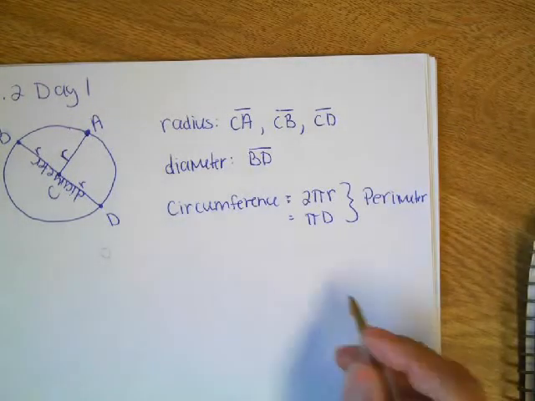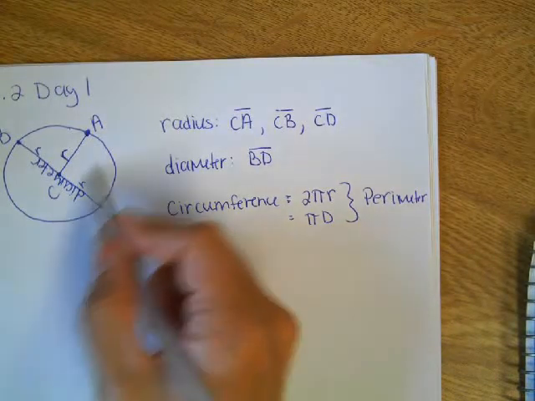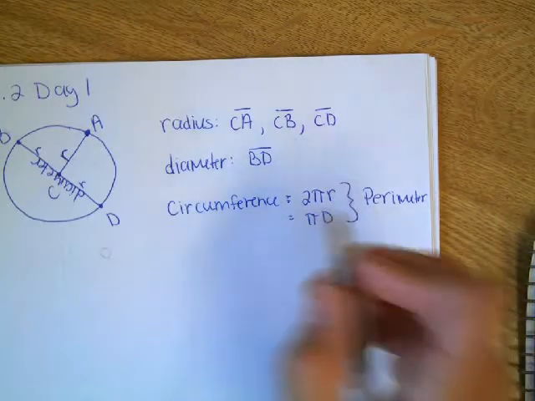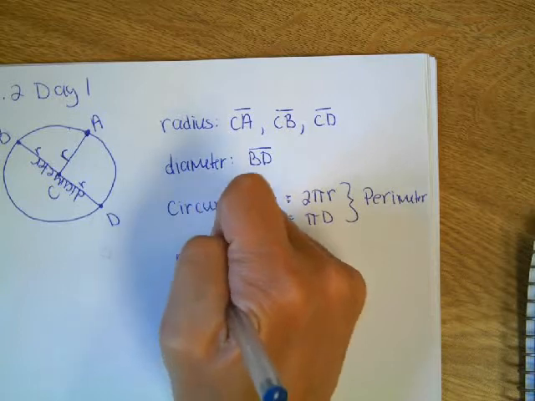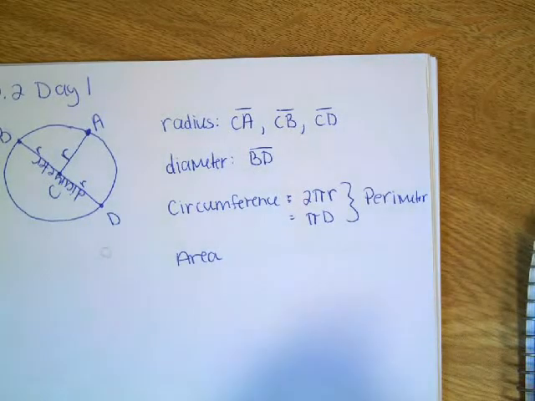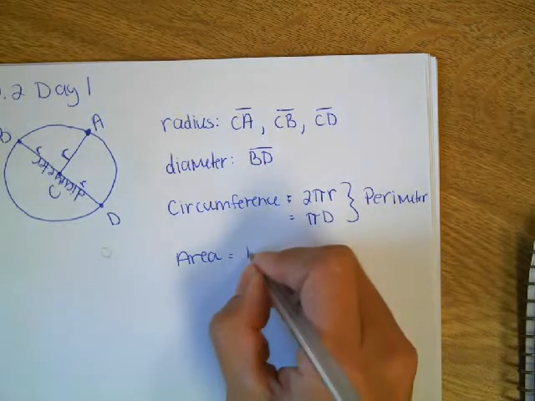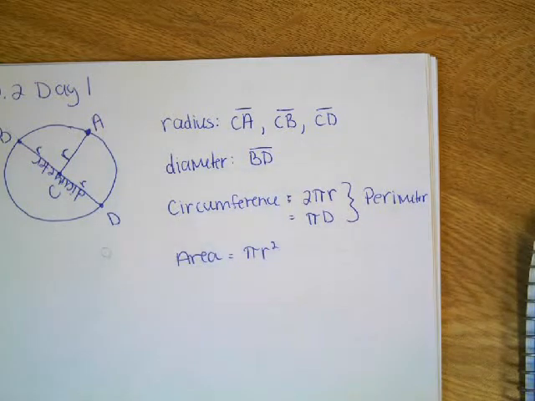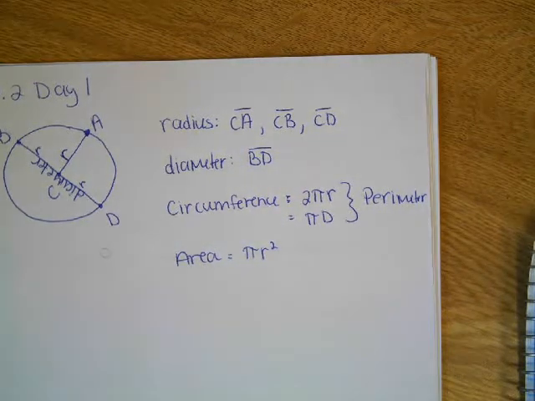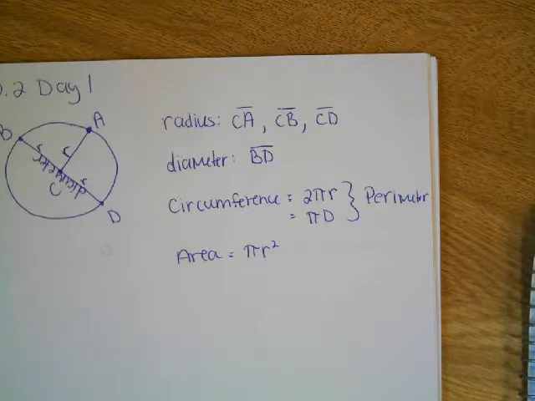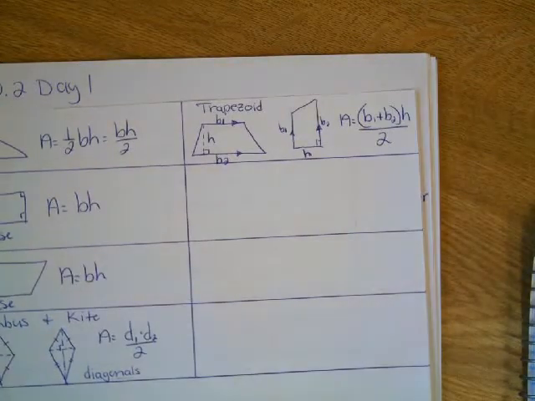The distance around. And then we've got the area, the amount of square units inside of the contained circle. That's area. And that formula is very familiar. Pi times the radius squared. So, if you have that note sheet started, let's add those two formulas to the sheet.